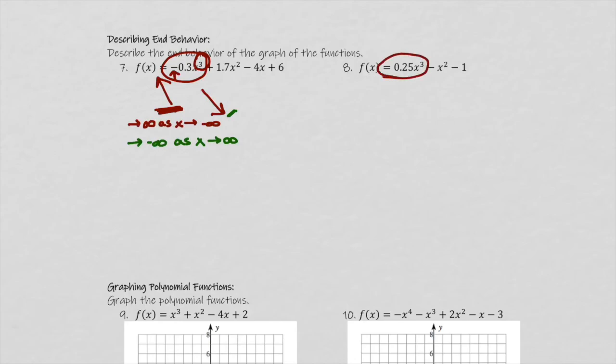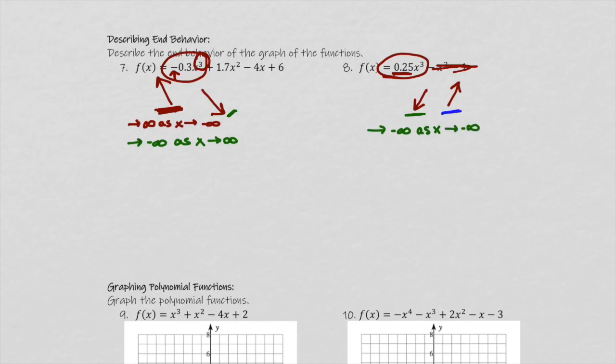So for number 8, we look at the highest degree. We don't care about the rest. Okay, my leading coefficient is positive, so my right side goes up. The degree is odd, so the left side does the opposite thing, so it's going to go down. So that left side means it's going to approach negative infinity because it's going down, as x is approaching negative infinity because x is going left.